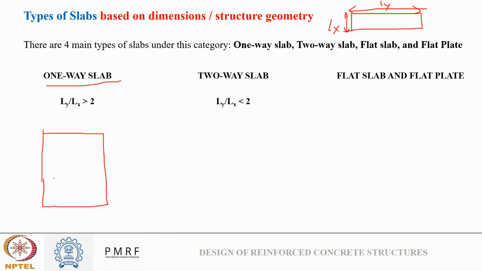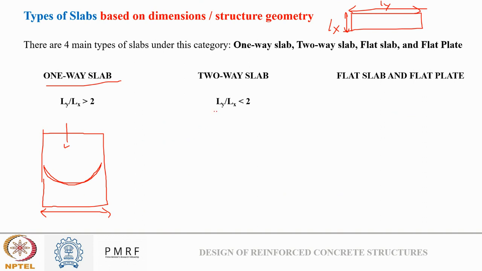By this we mean that the slab will deflect only along one direction. So if some load is acting on the slab, the deflection will be only along one direction, and that direction will be along the shorter direction, along the shorter span.